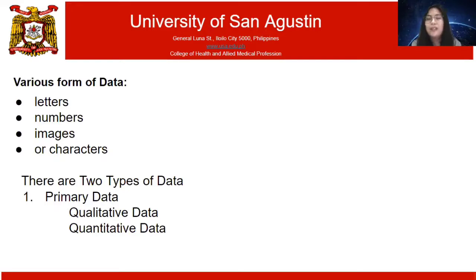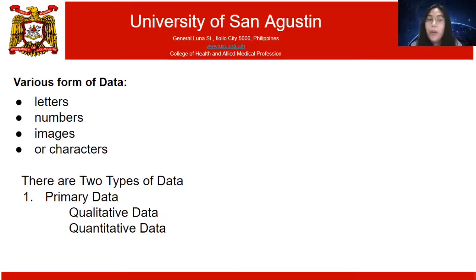Data has various forms. We have letters, numbers, images, or characters. Under data, there are two types: the primary data and the secondary data. So what is the primary data? Primary data refers to the first-hand data gathered by the researcher himself.